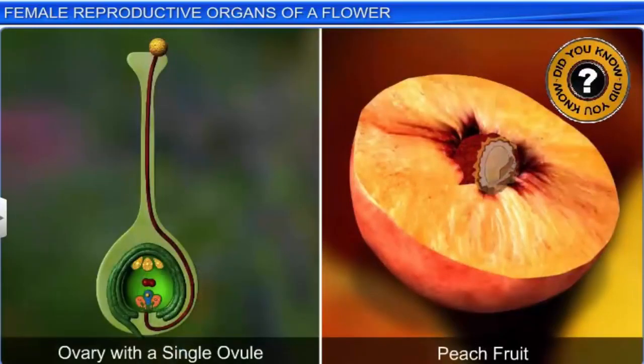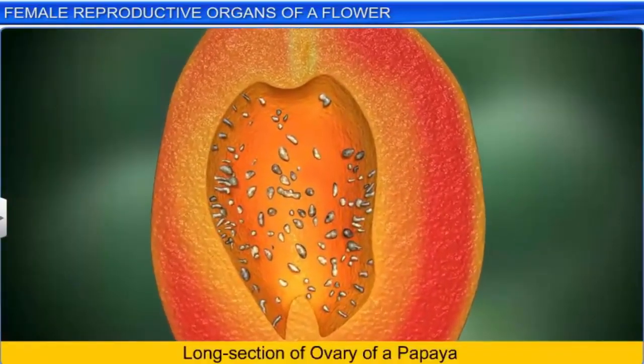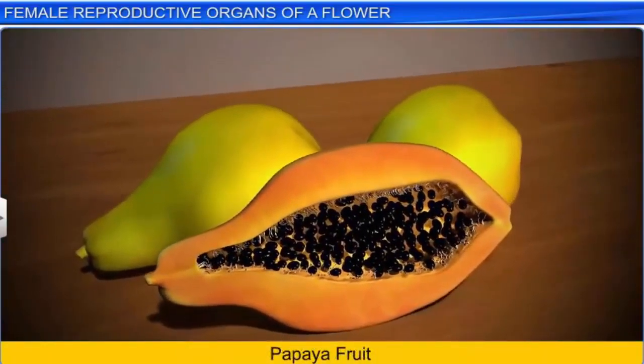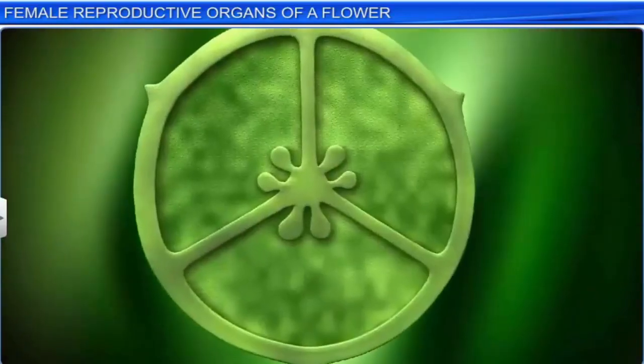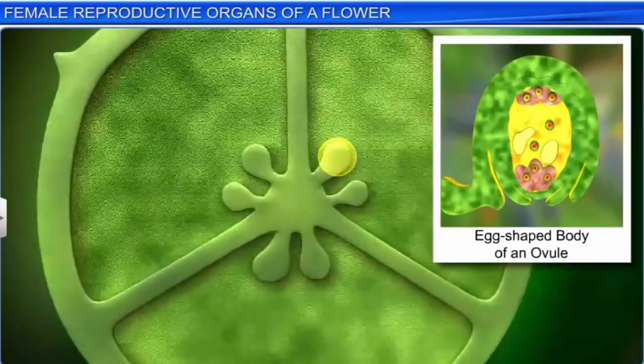Did you know that different flowers of different plant species have a varying number of ovules in their ovaries? A peach, for instance, develops from an ovary containing a solitary ovule. A papaya, on the other hand, has several ovules in its ovary, and that's why you see numerous seeds in the fruit when it is split open. The ovule, considered by botanists as the forerunner of the seed, has an oval or egg-shaped body.